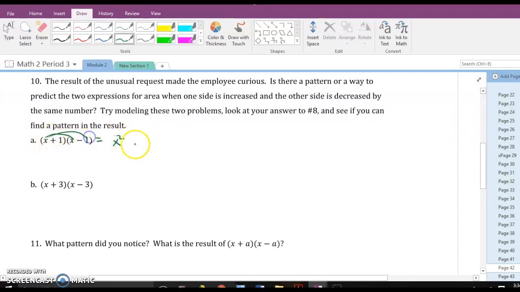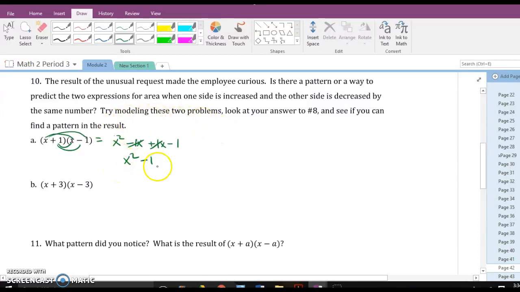X times negative 1 is minus x. 1 times x is plus 1x, right? And then 1 times negative 1 is minus 1. What ends up happening here? These eliminate, and I end up with x squared minus 1.